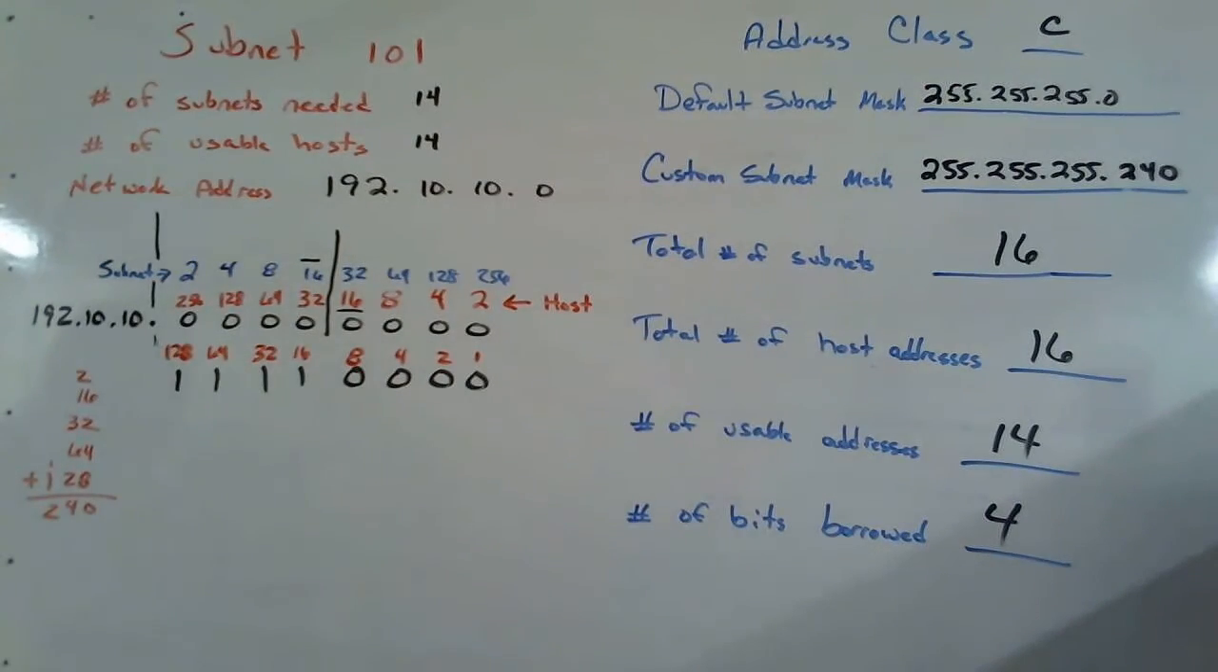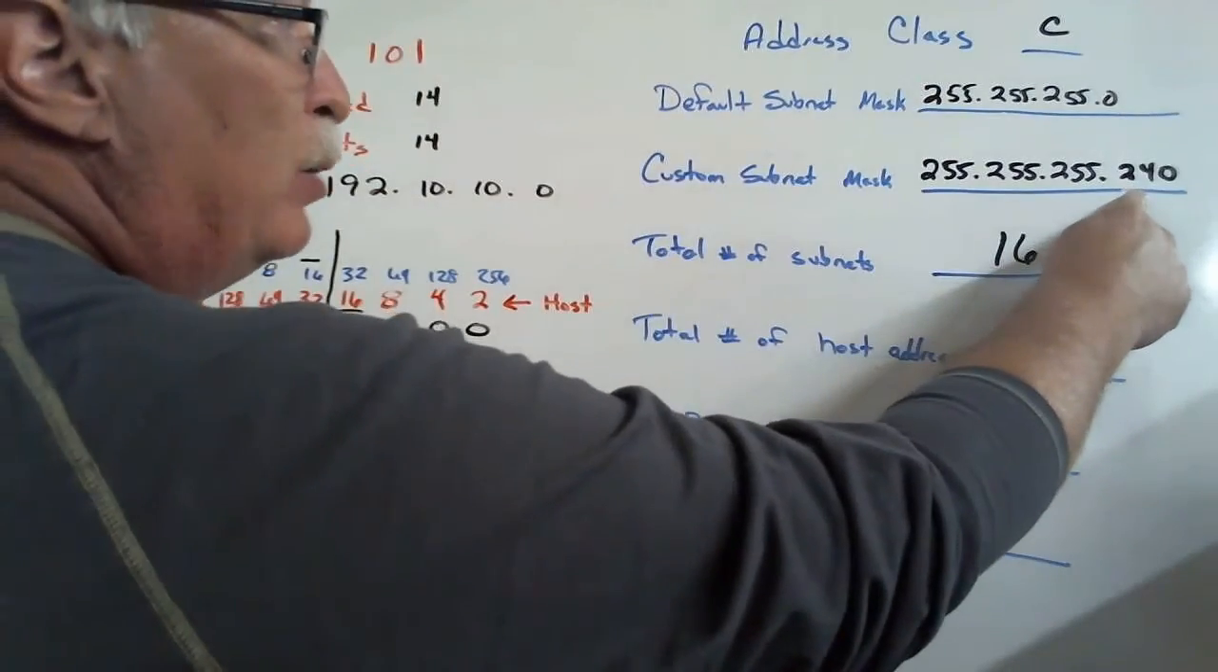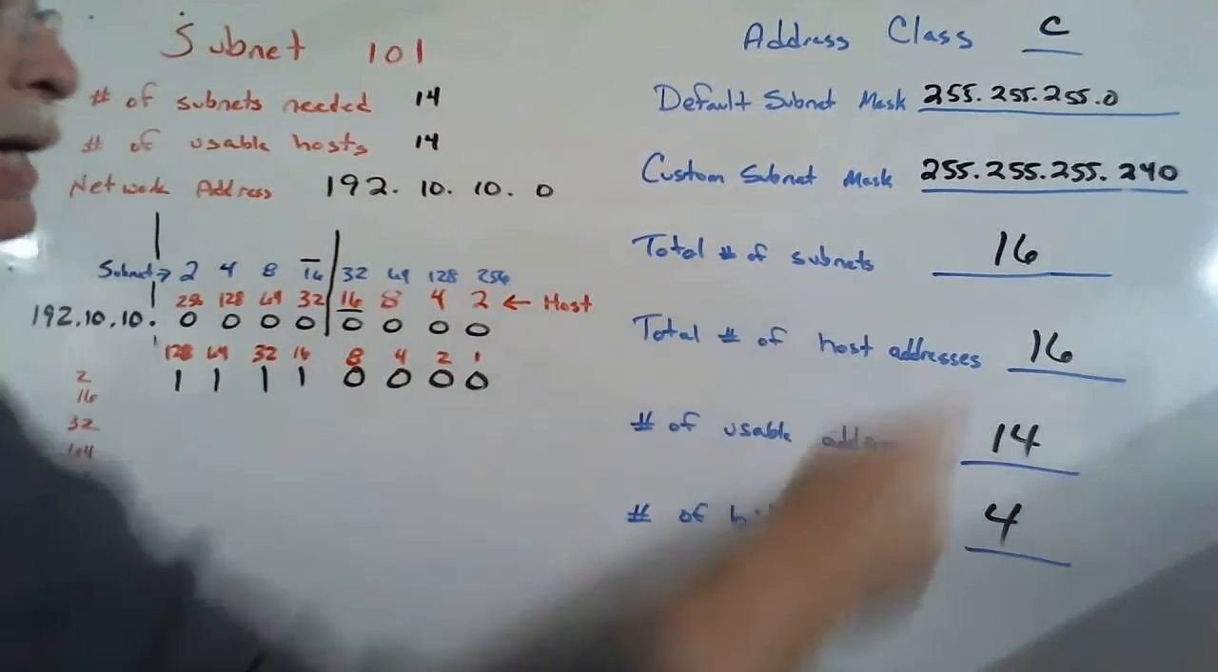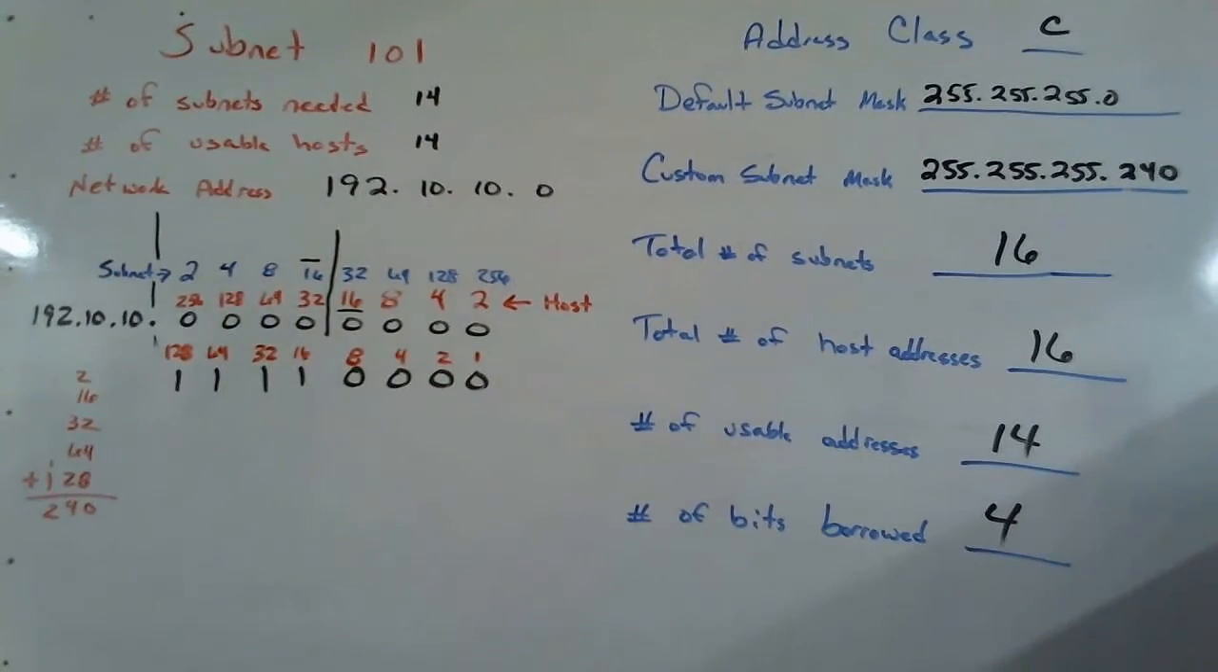That tells any computer, any router, anything on the network that we have divided our original network into 16 pieces. And so there are 16 network numbers, there are 16 broadcast numbers, a set for each of our subnetted networks.